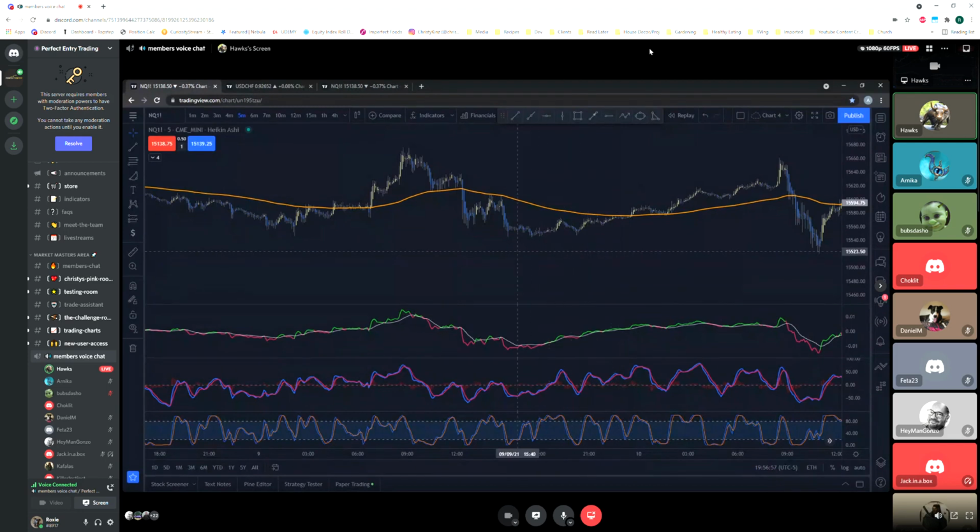So this is another head and shoulders pattern right here. The left shoulder, that's the head, and then that's the right shoulder, and that's a reversal pattern. It dropped down right there. So always on the lookout for that.